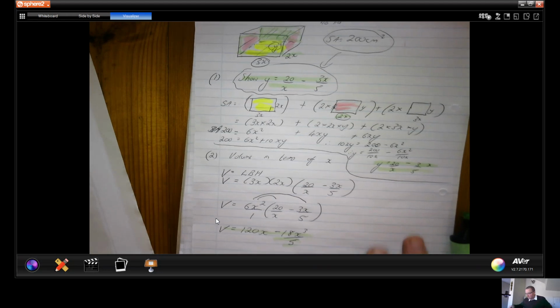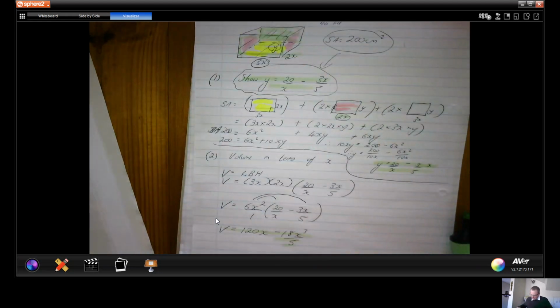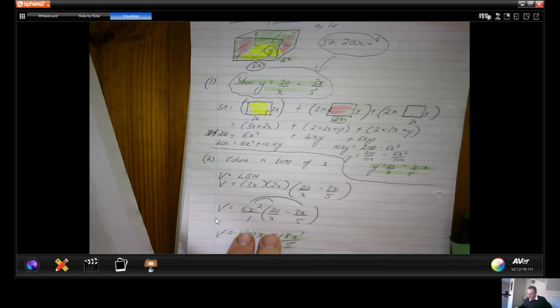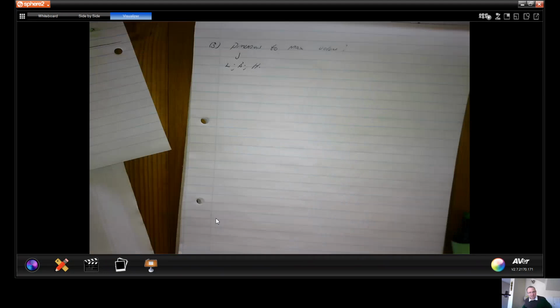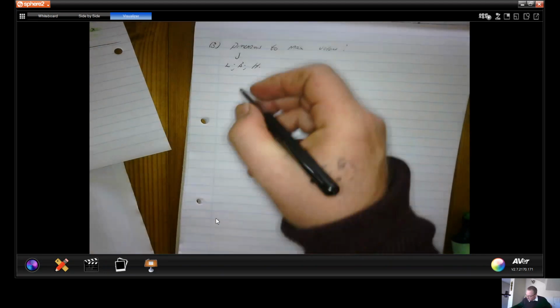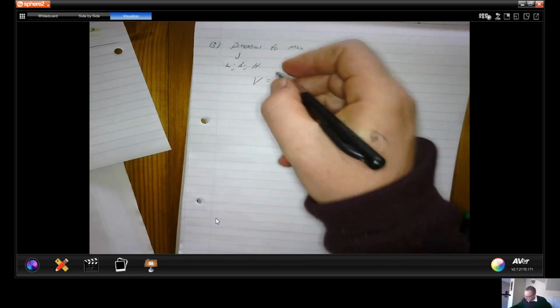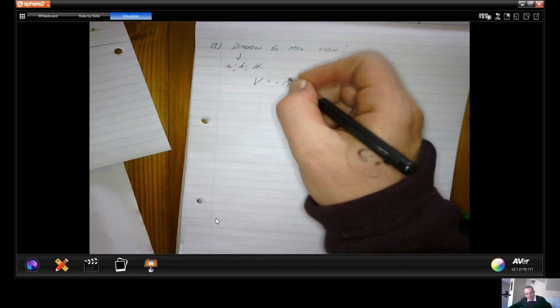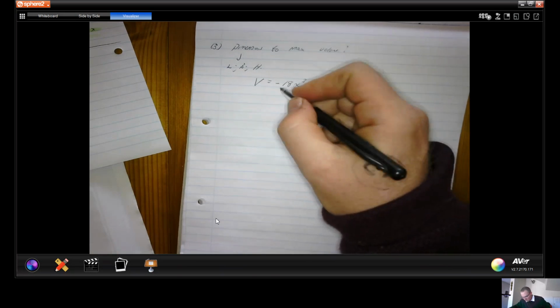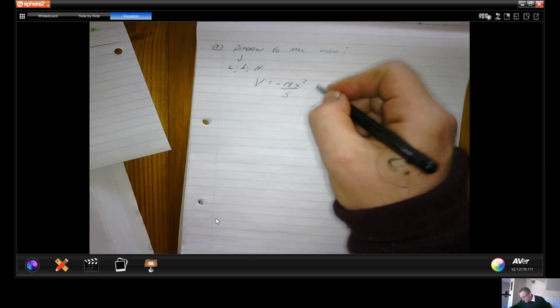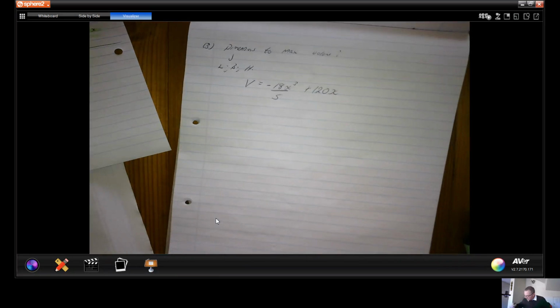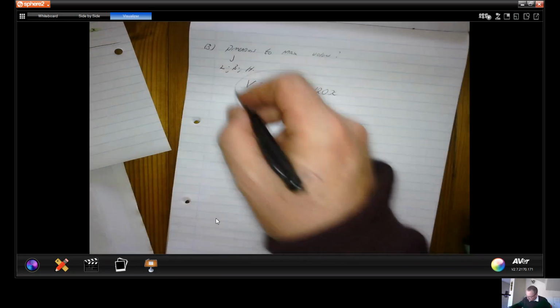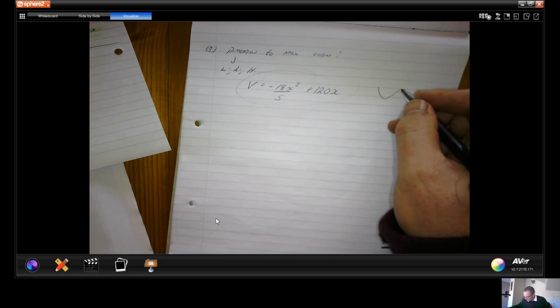So now I've got a formula for the volume of this box. Question 3 says calculate the dimensions. When they say find the dimensions, they mean what's the length, what's the breadth, what's the height. So calculate the dimensions of the box in order to maximize the volume. Well, we know that volume is equal to negative 18x cubed over 5 plus 120x. So there's our volume over here. It's a negative cubic, so it should have that kind of shape.